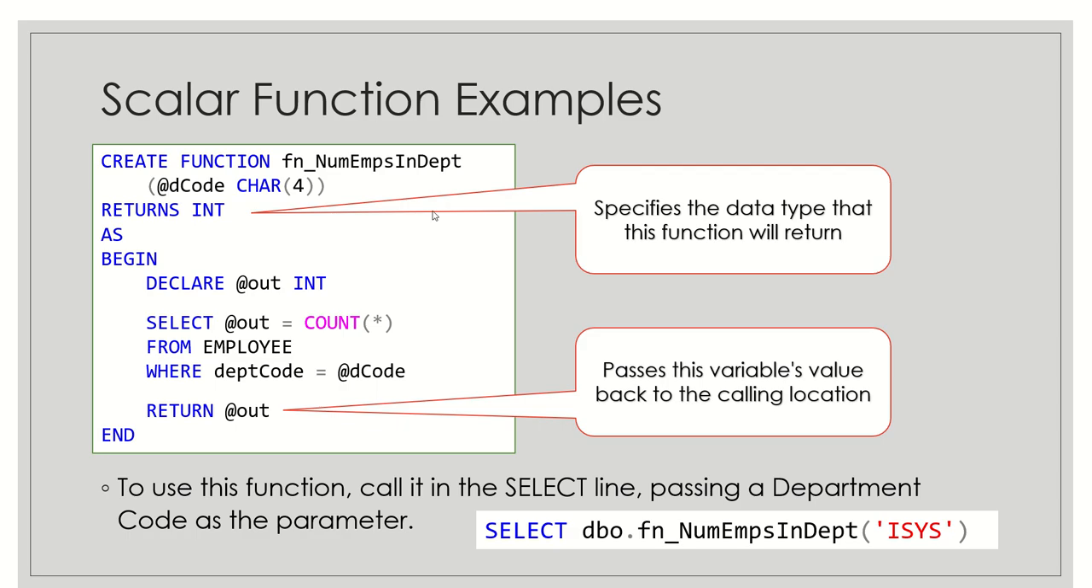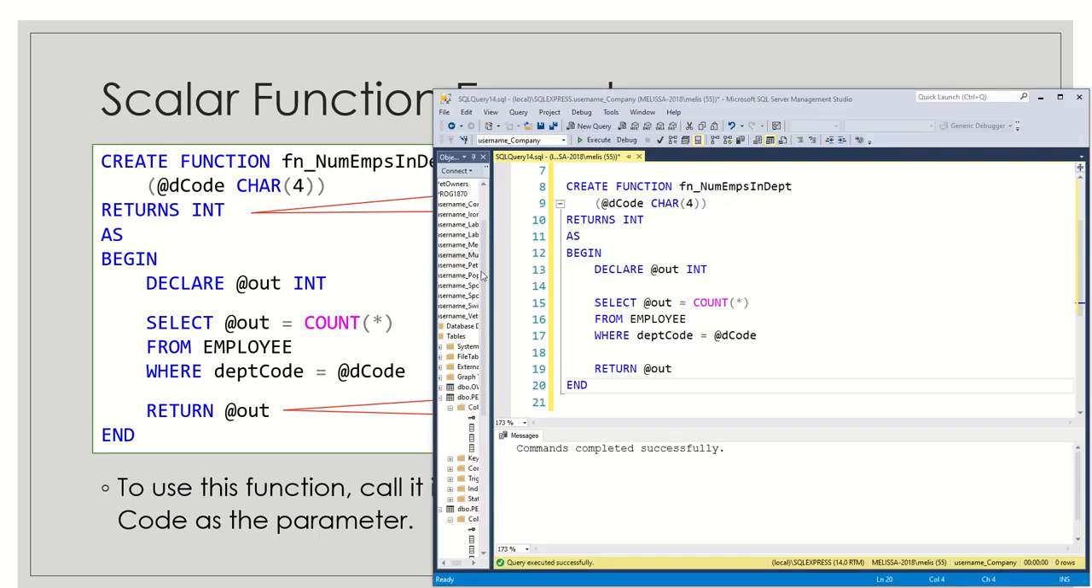So let's start out by putting this function into our database in TSQL. I'll just pause the video while I type it. So here's our function code. I've already switched to the username company database. I'm going to execute my create statement to create the function in our database. We see commands completed successfully.